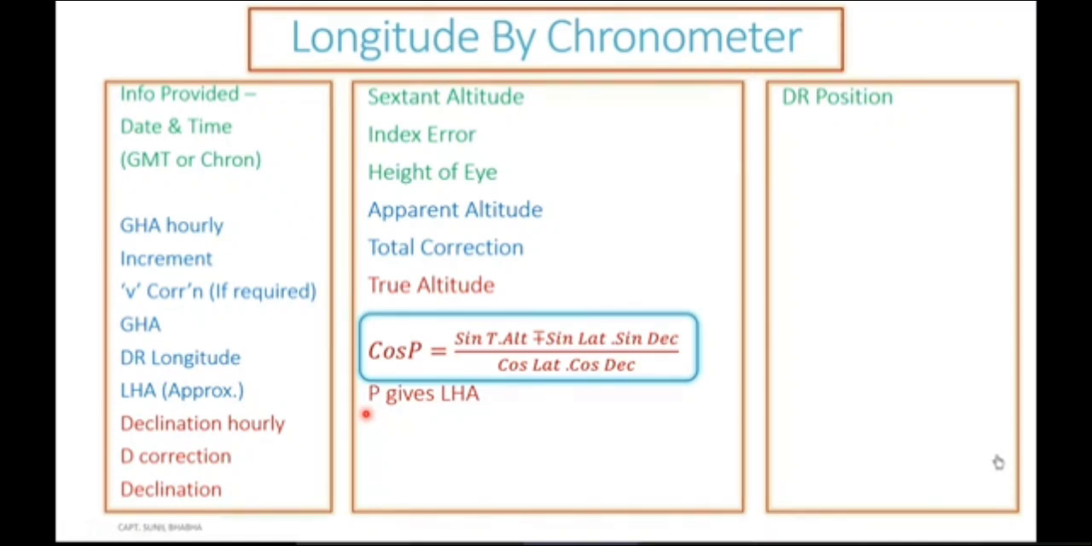From this value of P, now we can obtain the exact or accurate LHA. See, we calculated the LHA using the DR longitude also, but that was approximate. Using this value of P, we can now calculate the exact LHA. Now, when we find LHA from P, one doubt which is going to arise in our mind is whether P is equal to LHA or P is equal to 360 minus LHA.